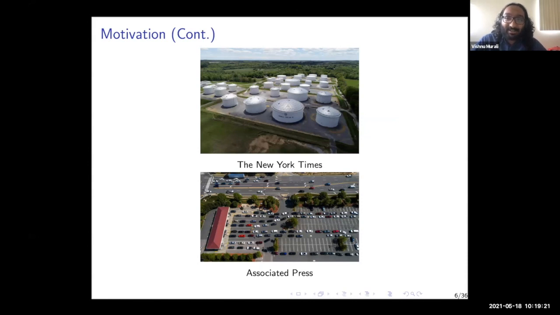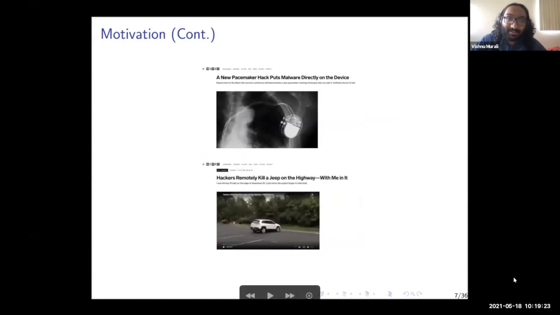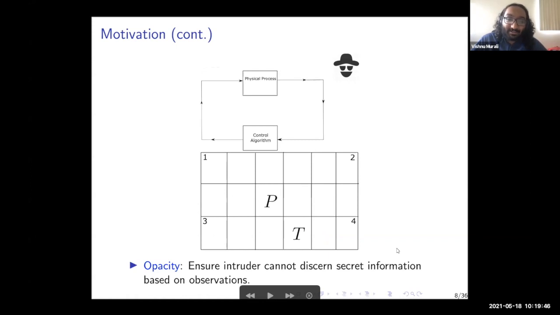Even more concerning are these headlines from a few years back, which showed how hackers are able to hack into pacemakers to send shocks or hack into Jeeps as they were driving along a highway at speeds of up to 70 miles an hour. So it's important for us to ensure that not only are these cyber-physical systems safe and correct, but also that they are secure. And so, as a first step, let us consider the specification of opacity.